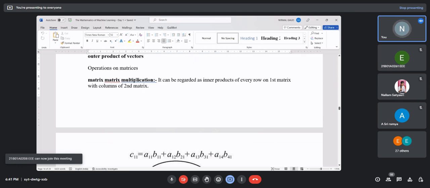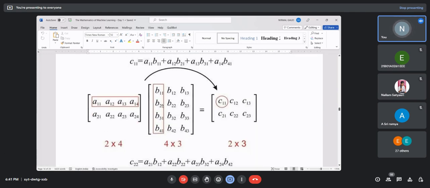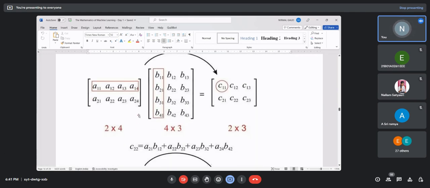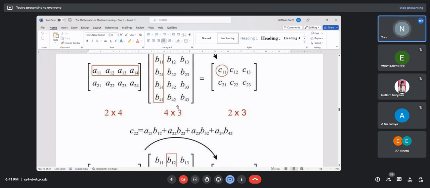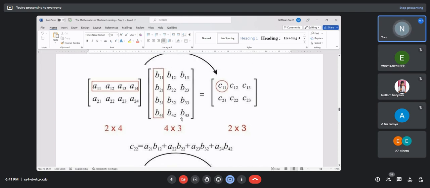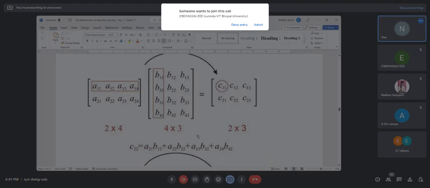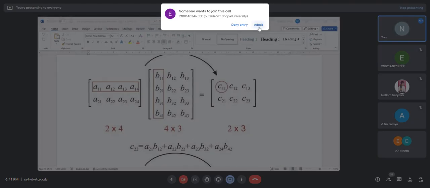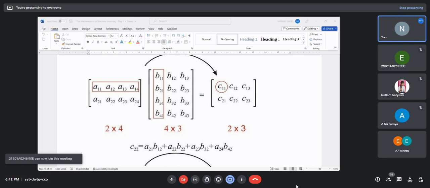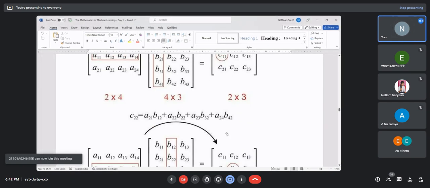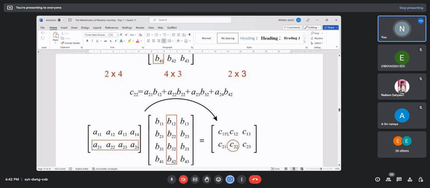Then what are the operations on the matrices? Multiplication, we have already seen this, and you very well know the rule which I need to follow for matrix multiplication. This is a 2 cross 4 matrix, this is a 4 cross 3 matrix, and if I need to multiply them, the resultant will be 2 cross 3. That means this 2 and this 3 will be the result, and the rule says this 4 and this 4 have to be the same, then only I'm going to get the result as 2 cross 3. That's the step to follow for the multiplication.